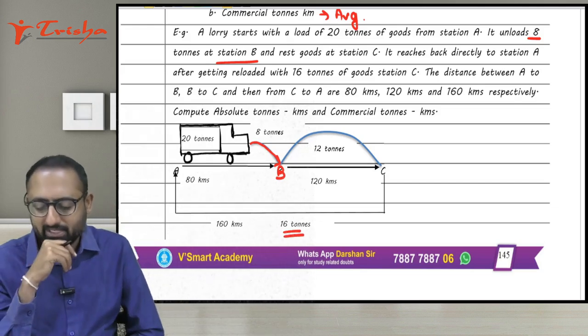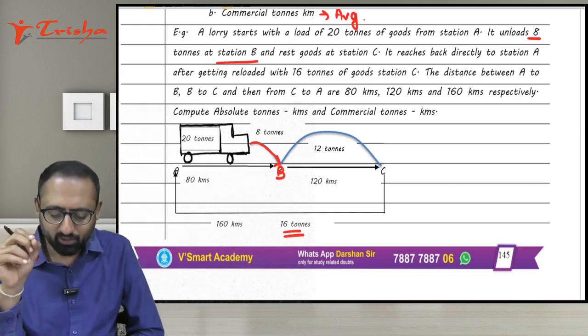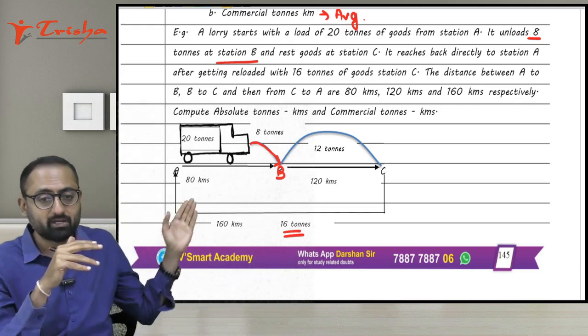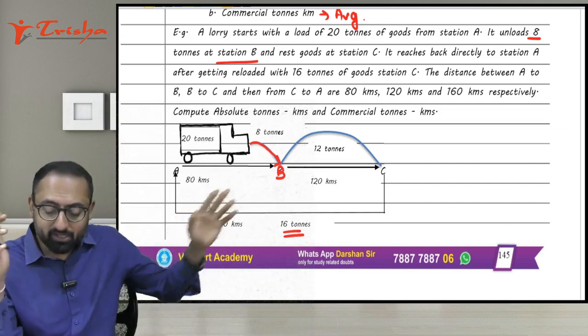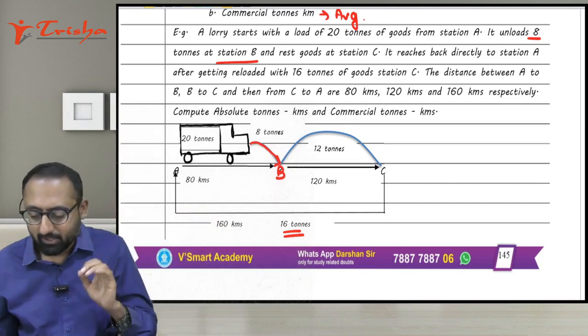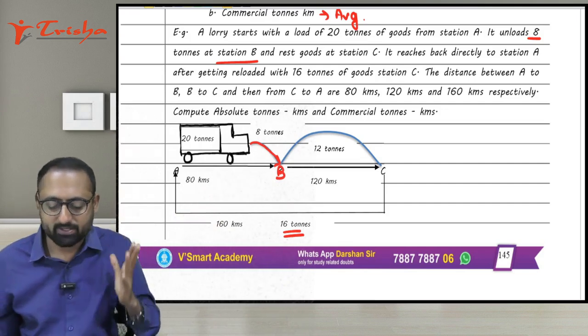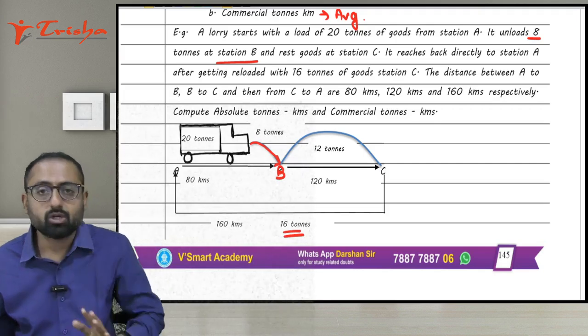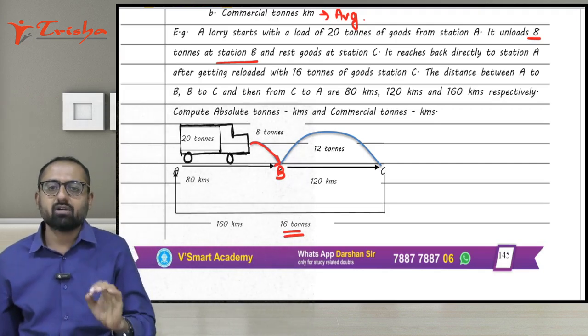Next information they have given: the distances between A to B, B to C, and C to A. A to B distance is 80 km, as I have already written. B to C distance they have given is 120 kilometers, and C to A distance they have given is 160 kilometers. Now, in this question, you'll have to calculate absolute tons kilometer and commercial tons kilometer.